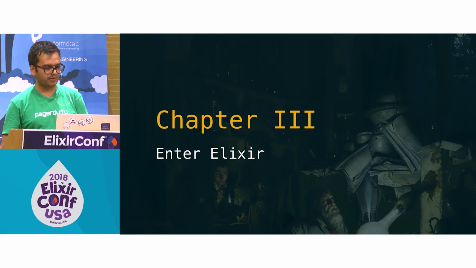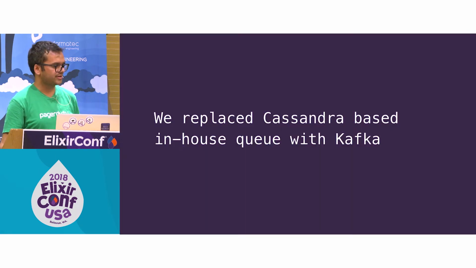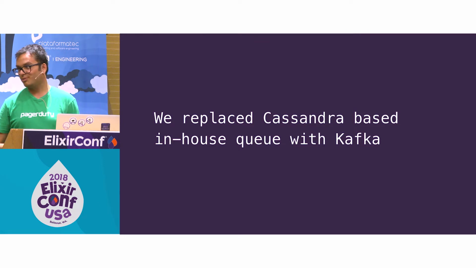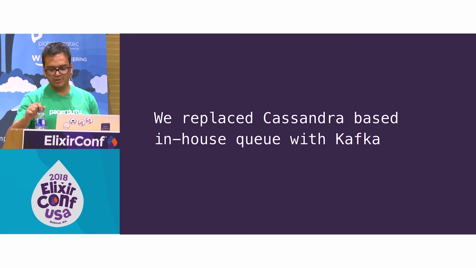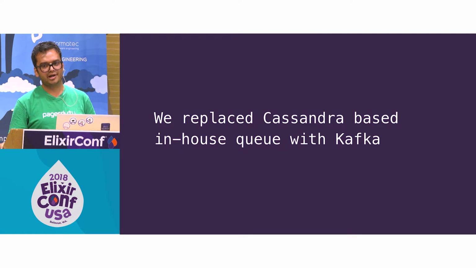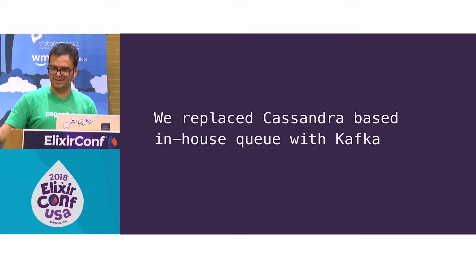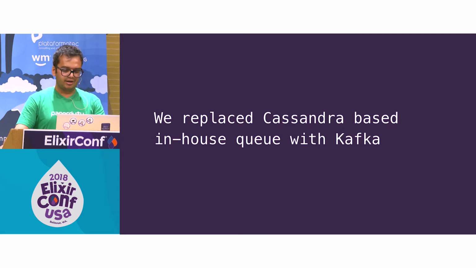So before I start talking about the part where Elixir actually enters this nice little story, something else happened in PagerDuty. And I have to tell you this tangential story, but trust me, these stories will converge. So what we did, as a part of our architecture rehaul, and this is a separate talk of its own, was replace the Cassandra-based in-house distributed task scheduler queue with Kafka. Why Kafka, and what the Cassandra-based in-house queue was, is a different talk, like I said. So more or less, we replaced that with Kafka.